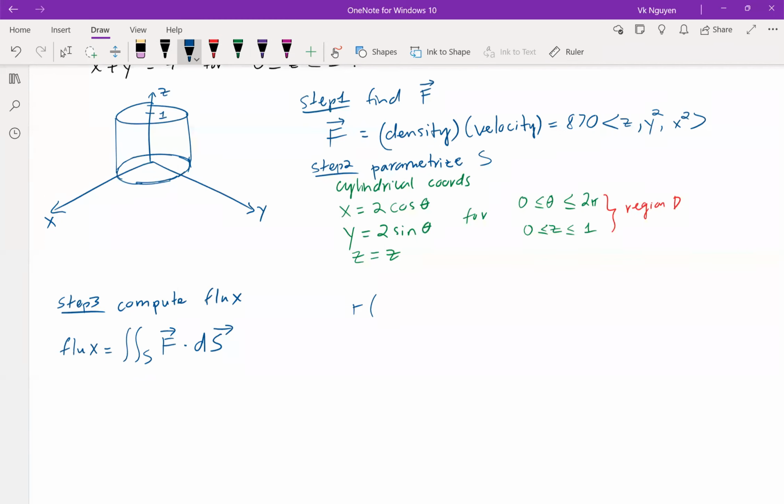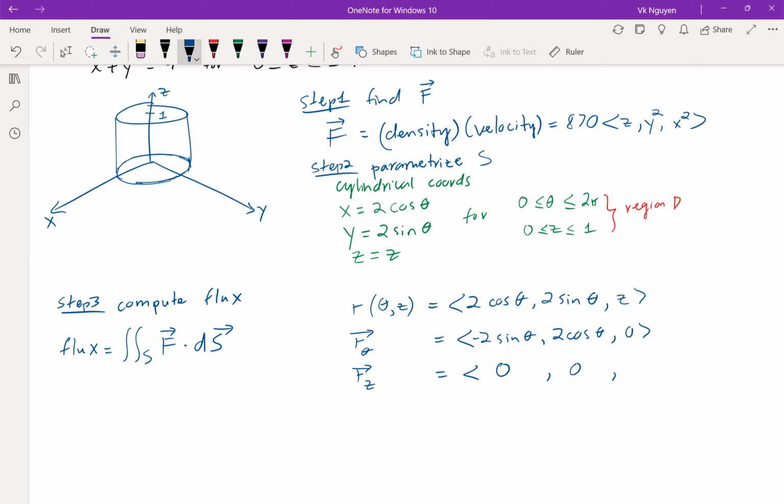Oh, this is the r theta and r z. r theta is negative 2 sine theta, 2 cosine theta, 0. r z is 0, 0, 1. So we need r theta cross r z.